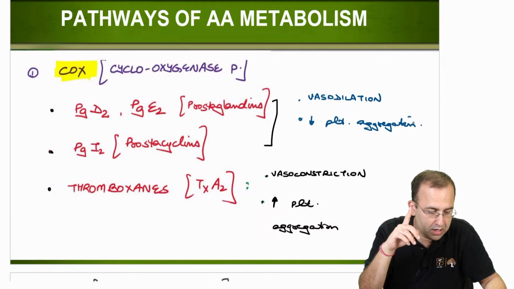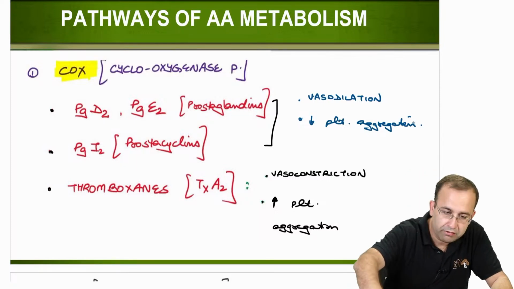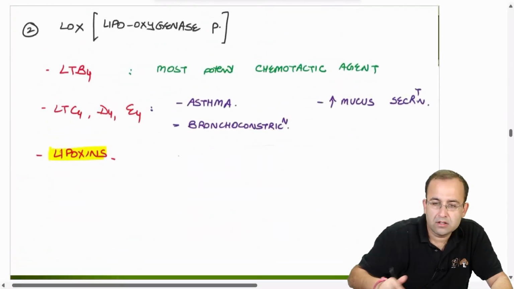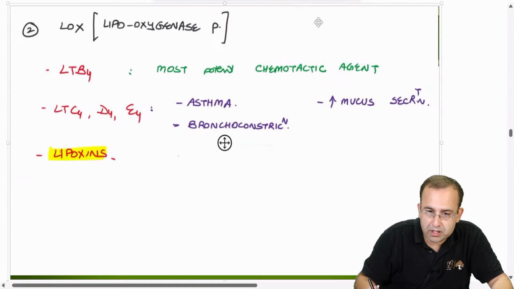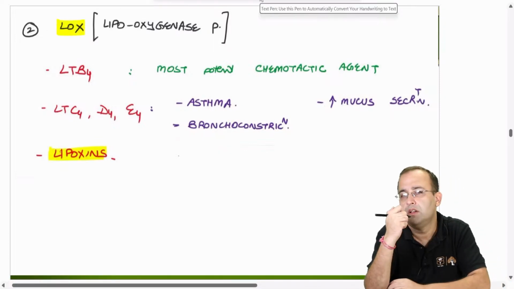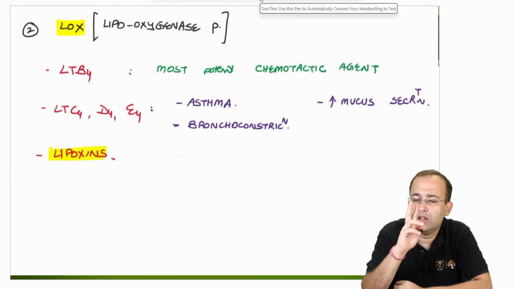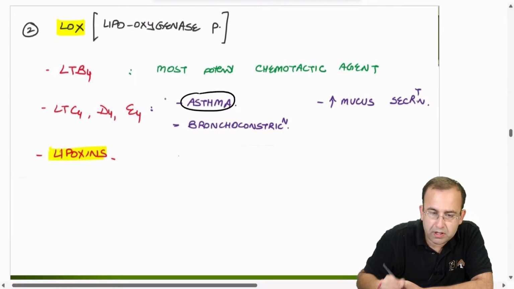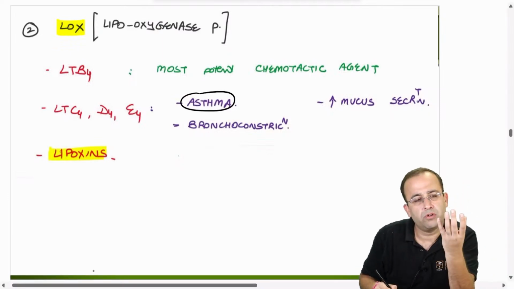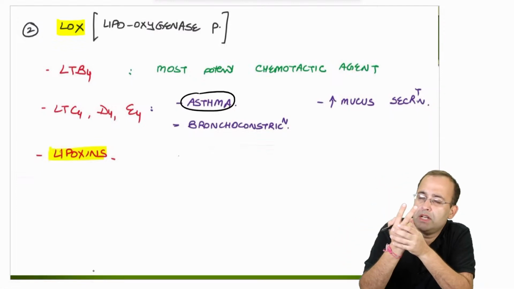This was the cyclooxygenase pathway, or COX. Versus the next, LOX, the lipoxygenase pathway, which is responsible for formation of 3 metabolites. Leukotriene B4, which you already know is the most potent chemotactic agent. Leukotrienes C4, D4, E4, which play a role in asthma. Asthma is bronchoconstriction with increased mucus secretion.